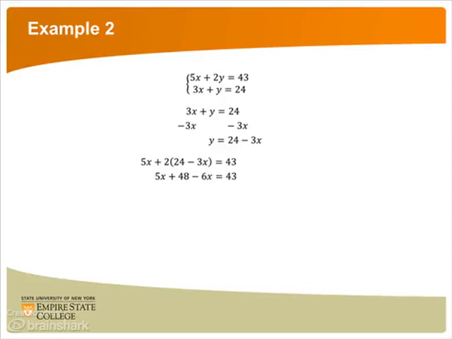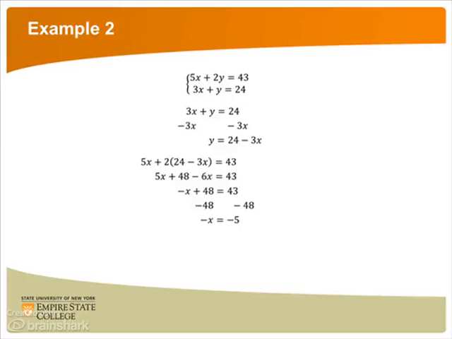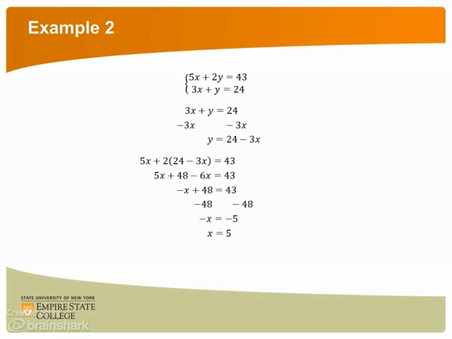Distributing, we get 5x plus 48 minus 6x equals 43. Combining the like terms 5x and negative 6x leaves us with negative x plus 48 equals 43. To solve for x, we have to isolate the x term, so we will subtract 48 from both sides. This leaves negative x equals negative 5. Dividing by negative 1, x is 5.